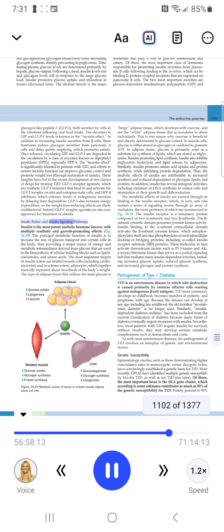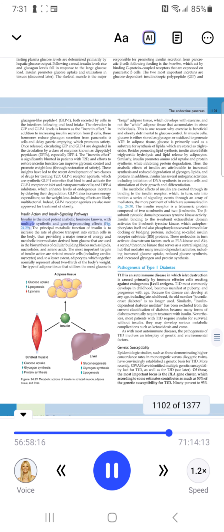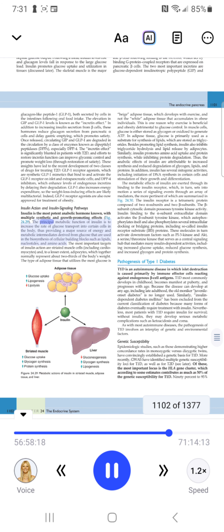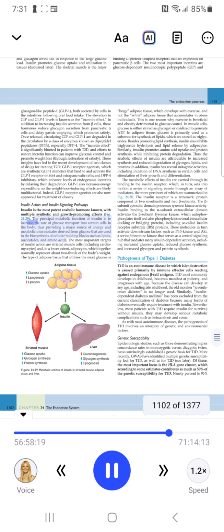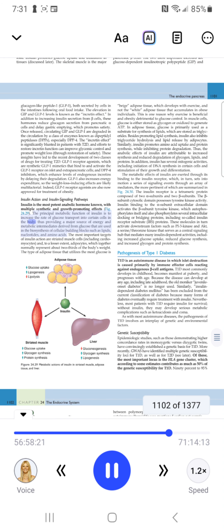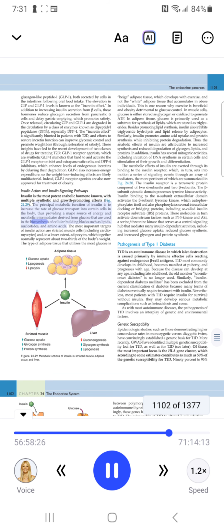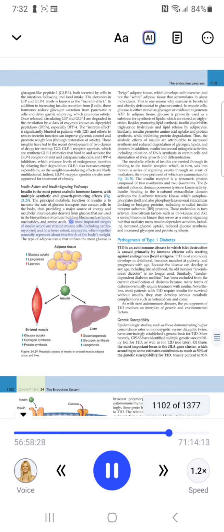Insulin is the most potent anabolic hormone known, with multiple synthetic and growth-promoting effects, Fig. 24.29. The principal metabolic function of insulin is to increase the rate of glucose transport into certain cells in the body, thus providing a major source of energy and metabolic intermediates derived from glucose that are used in the biosynthesis of cellular building blocks such as lipids, nucleotides, and amino acids. The most important targets of insulin action are striated muscle cells, including cardiomyocytes, and to a lesser extent, adipocytes, which together normally represent about 2/3 of the body's weight.